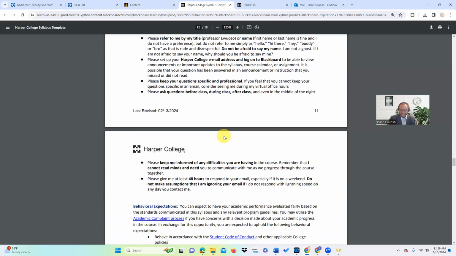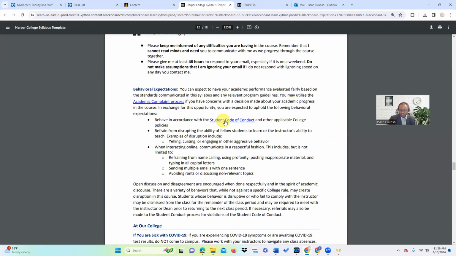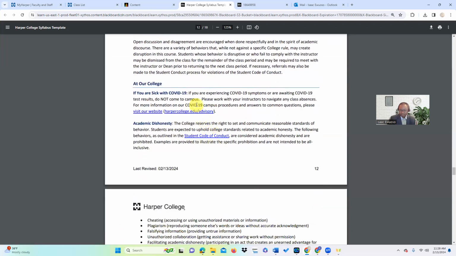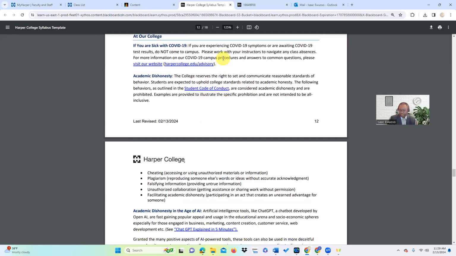Behavior expectations. There's a student code of conduct. You guys are not meeting on campus, but if you're curious about going to campus, Harper has a very relaxed policy, so this information is pretty much obsolete. You can come to campus, but if you think you're sick, then don't show up. That's if you want to use the computer lab.